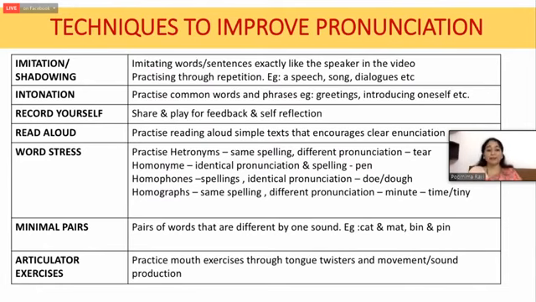Next is minimal pairs. Minimal pairs are words which are different by one sound. The spelling changes with one letter, for instance. This is one of the most basic exercises that we teach children in the primary class. Combinations such as cat, mat, bin, pin, sin. So these combinations of words help them to identify the sound which changes with one phoneme.